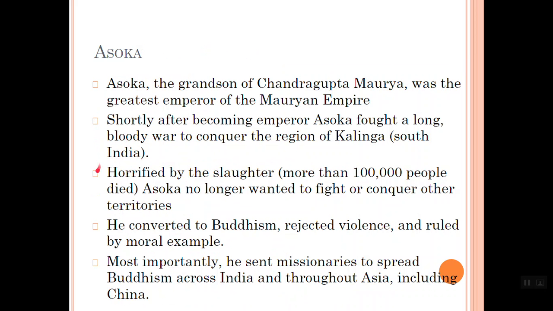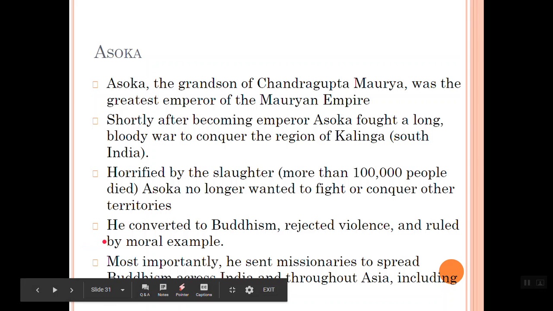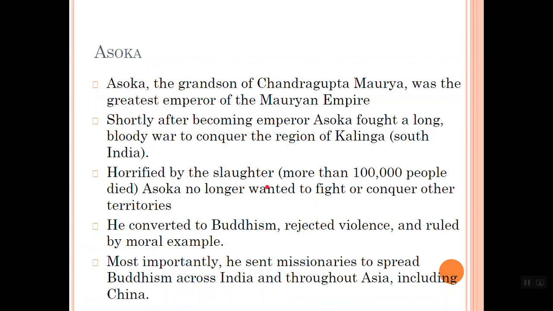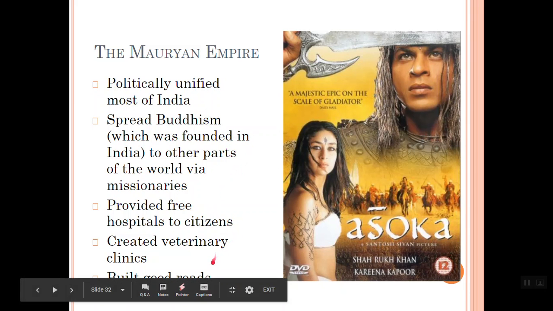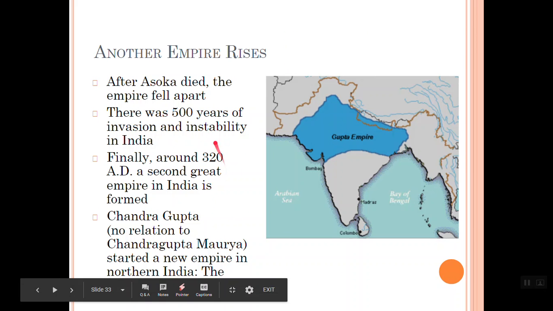Saka. All right, here's another one. You can take a look at it on your own. He converted to Buddhism, rejected violence, ruled by moral example. So now you have a mixture of religions that are coming through. All right, spread Buddhism, provided free hospitals to citizens, created veterinary clinics.